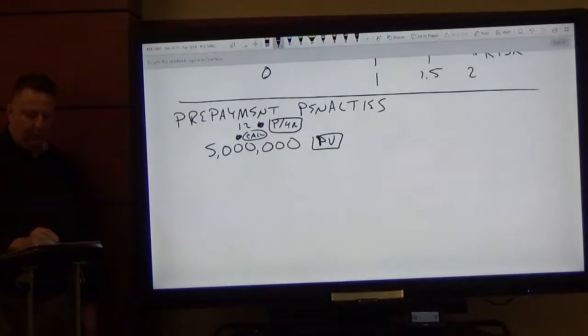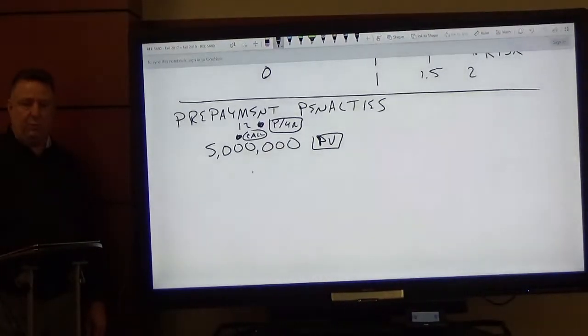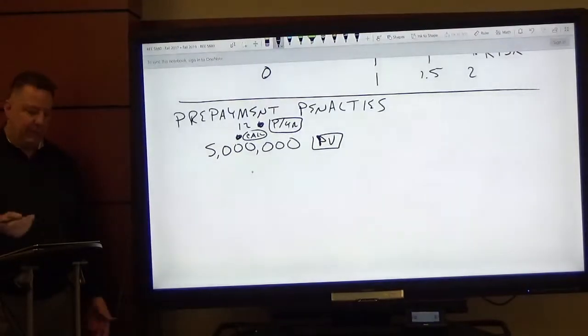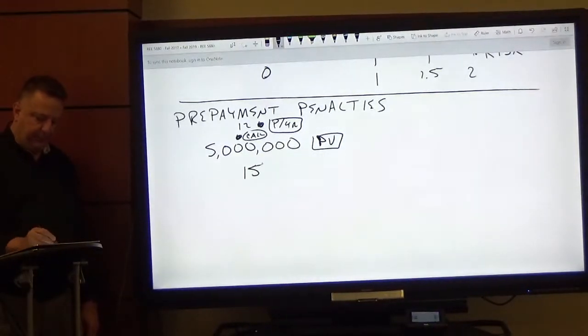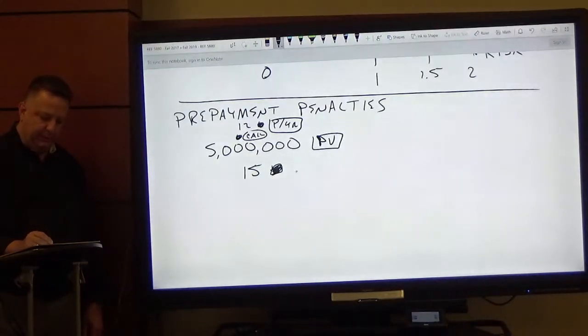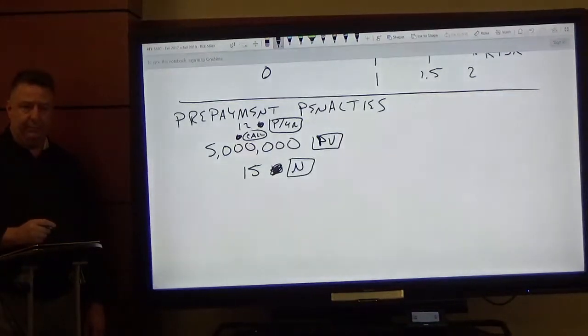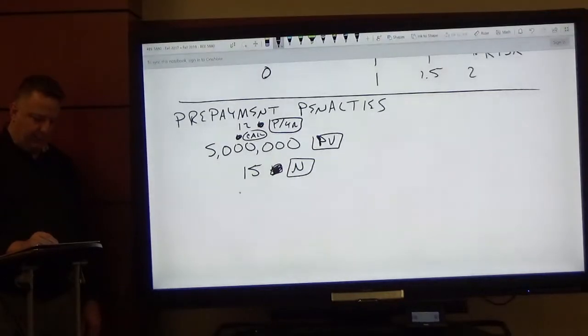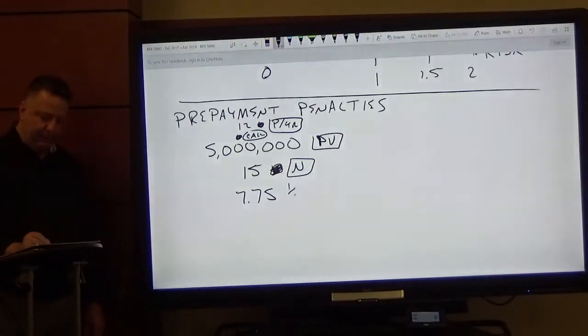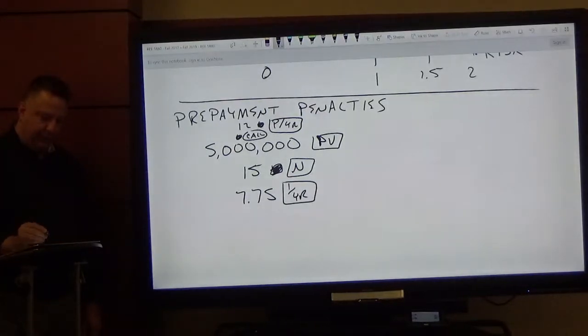Our term, or let's say our amortization period, is going to be what? Something greater than 5 years. Oh, you said 15. Okay, we'll do 15 years. What's our interest rate? 7 3/4. So 7.75% as our interest rate, and then we would be ultimately solving for the payment to start with.